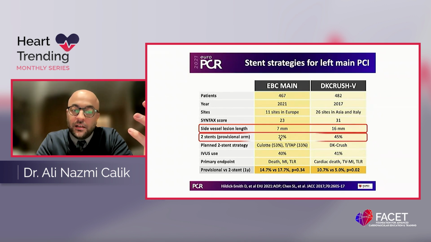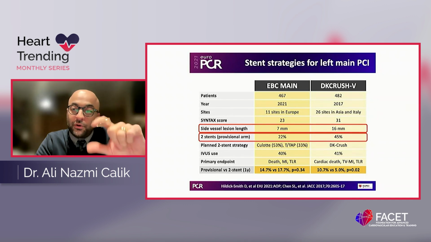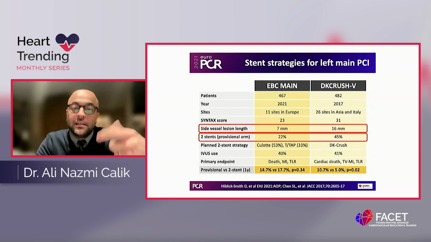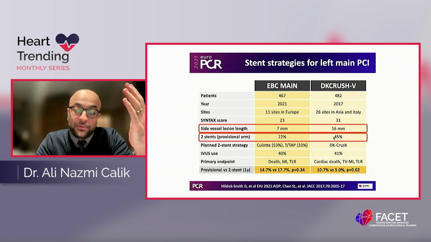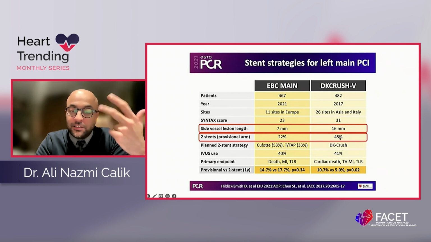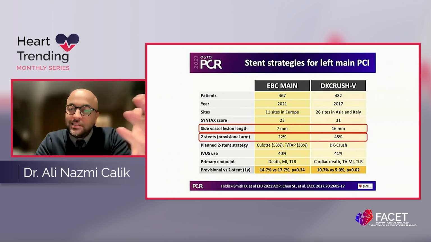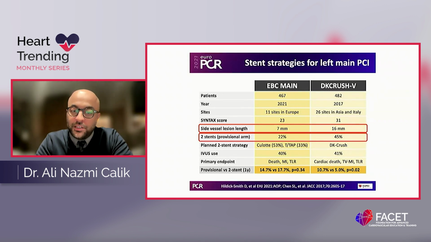Then, in the provisional arm, only one fifth of the patients were upgraded to a two-stent strategy from the provisional strategy in the EBC MAIN trial. But when it comes to DK Crush 5, well, half of them had to be upgraded to a two-stent strategy. This means the DK Crush 5 participants had more severe coronary bifurcation lesions.